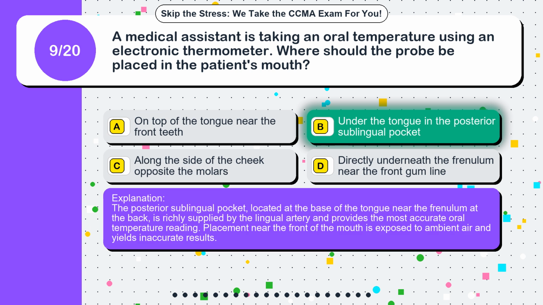The posterior sublingual pocket, located at the base of the tongue near the frenulum at the back, is richly supplied by the lingual artery and provides the most accurate oral temperature reading. Placement near the front of the mouth is exposed to ambient air and yields inaccurate results.